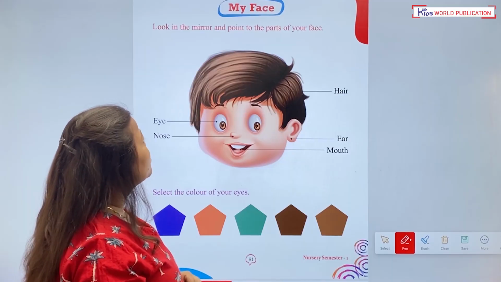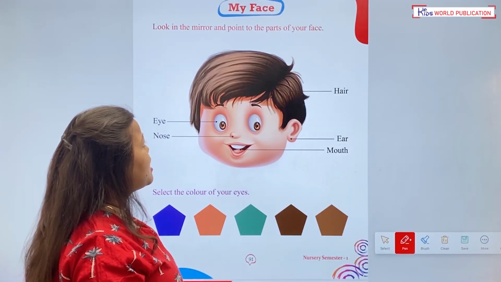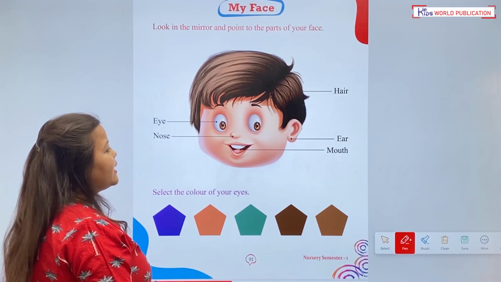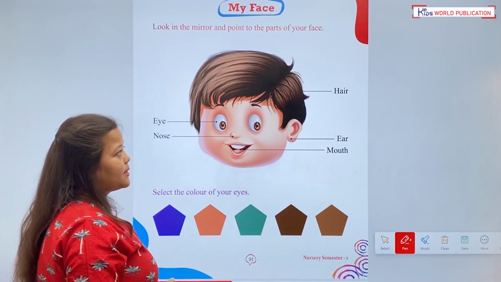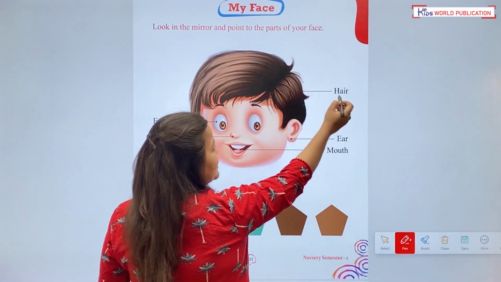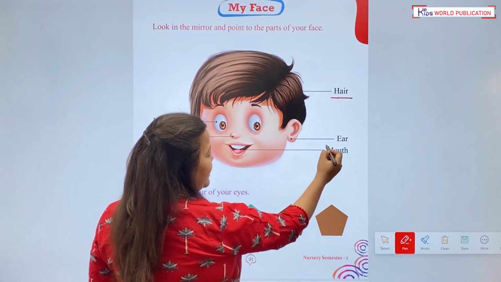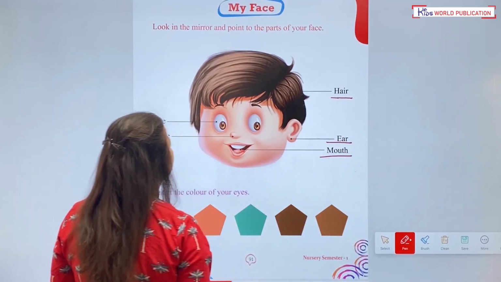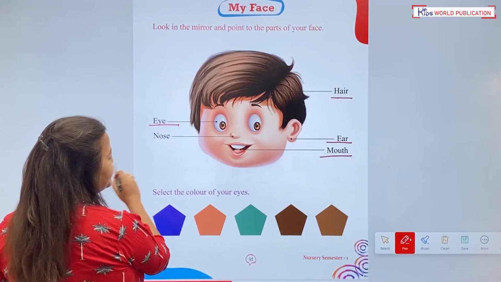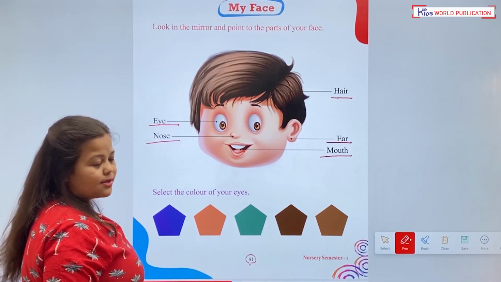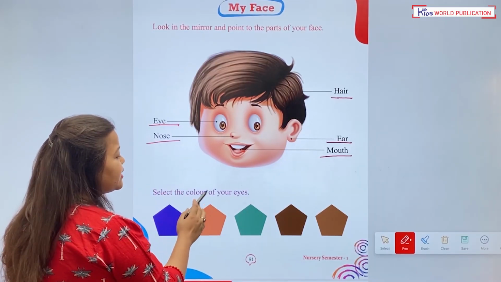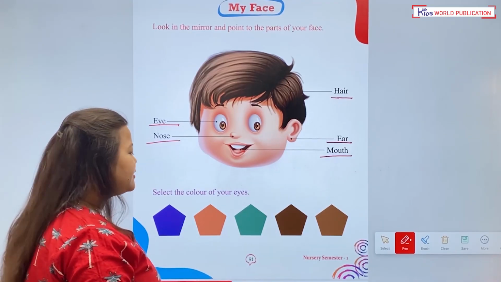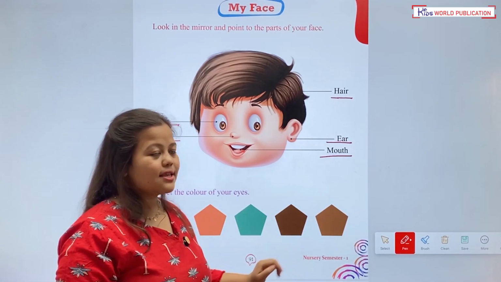My face. Look in the mirror and point to the parts of your face. So let's learn the parts of the face. Head, ear, mouth, eye, nose. Select the color of your eyes. So kids, you will select the color of your eyes.